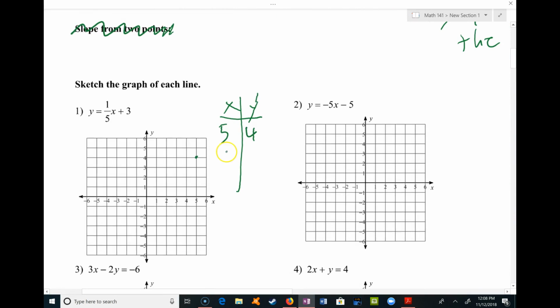And I could plug in, say, 0. That's usually a pretty easy one. 0 times 1/5 is 0. 0 plus 3 is 3. So I can go down here to 0 and up 1, 2, 3 and put a dot. And I could draw a line.